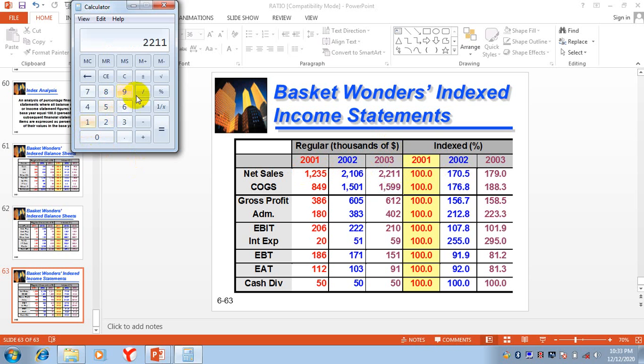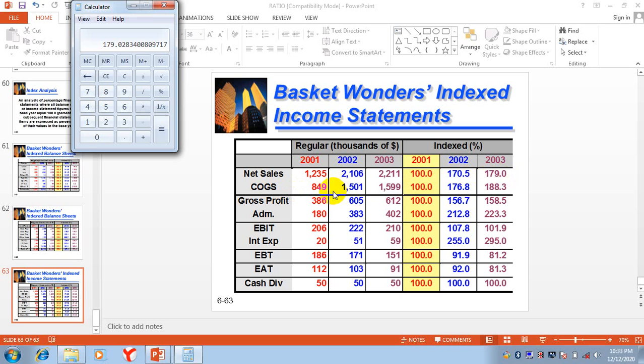2211 divided by 1235 multiplied by 100. So we got 179.02. So see this 179. So we convert it to percentage. Now this is showing an increase in our sale. From 100 it goes to 170, then 179. So there is increase in sale.